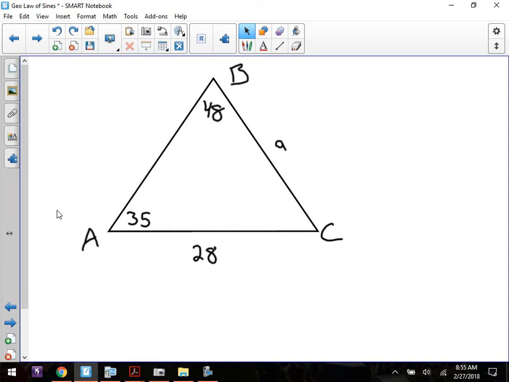Let's say we have this triangle ABC, and we have two angles and one side. In this case, I just want to find side A to start, and then we'll build into what you have to do to find everything.